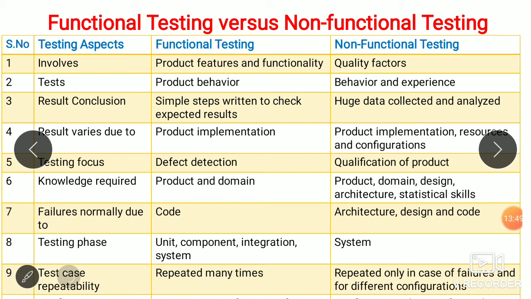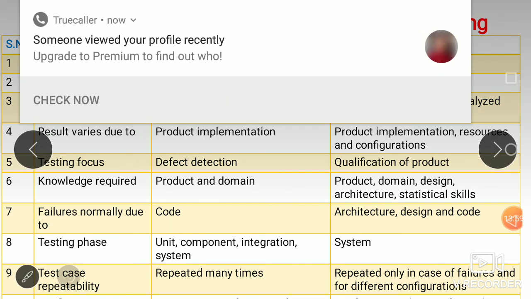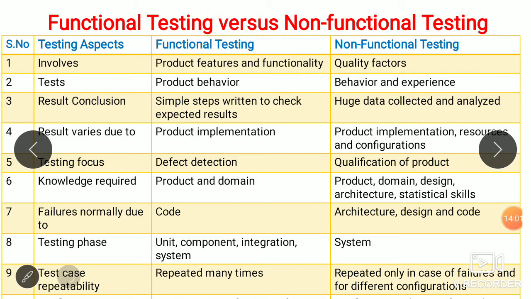Next, the fifth one is testing focuses on defect detection. See here, testing should focus on defect detection, that is quality control, and defect prevention means quality assurance. See here, testing focuses on defect detection in functional testing, and in non-functional testing it is focusing on the qualification of the product by using the quality factors.